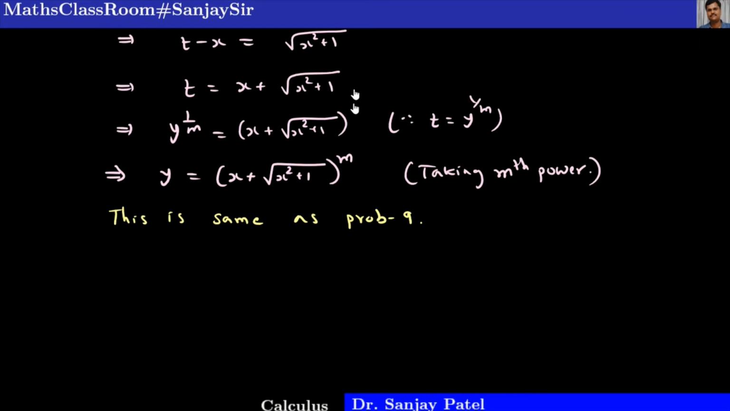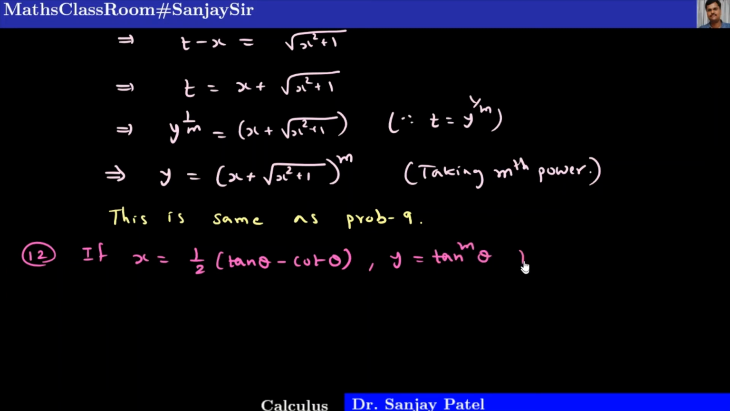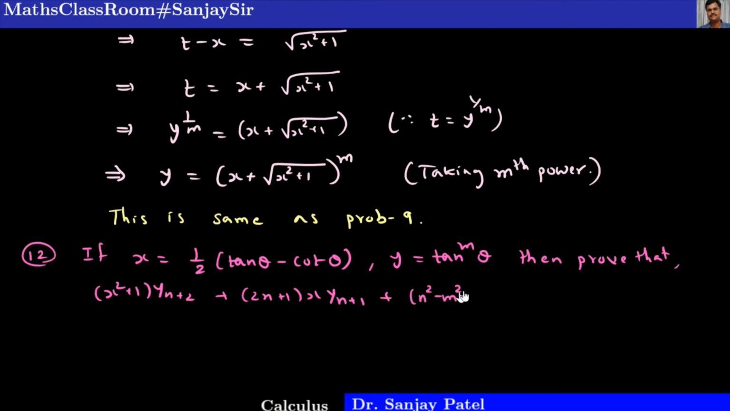Now let us go to the next problem, problem number 12, and that is: if x is equal to 1 by 2 times tan theta minus cot theta and y is equal to tan raised to m theta, then prove the same thing, that is x square plus 1 into yn plus 2 plus 2n plus 1 into x into yn plus 1 plus n square minus m square into yn is equal to 0.